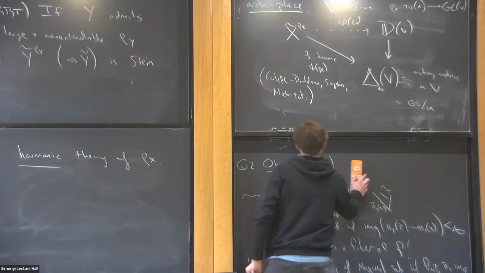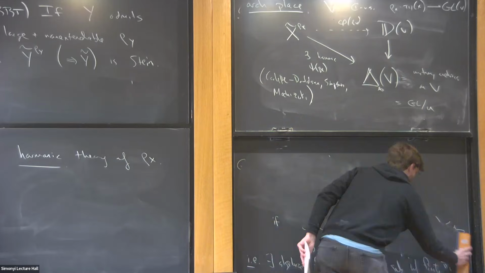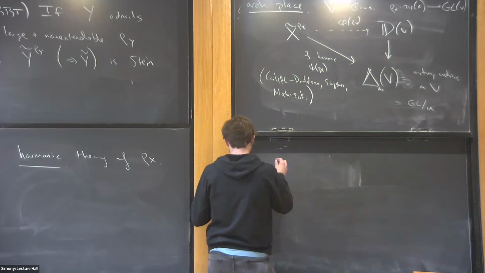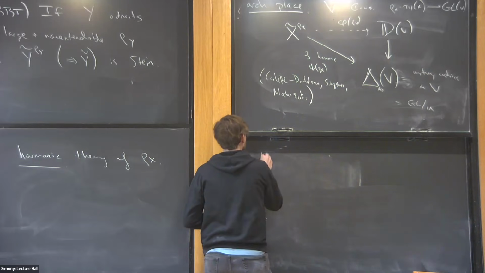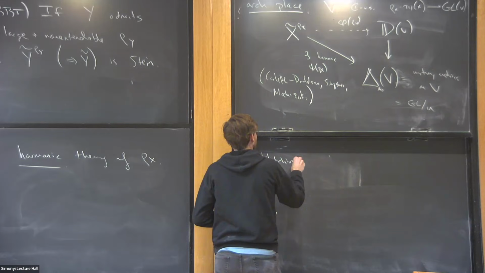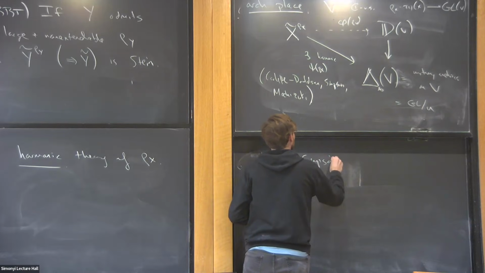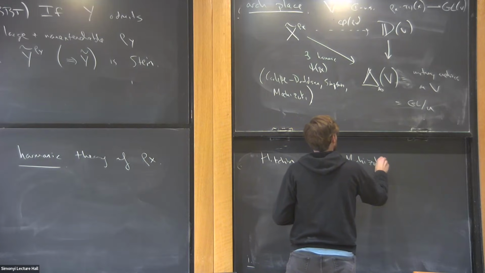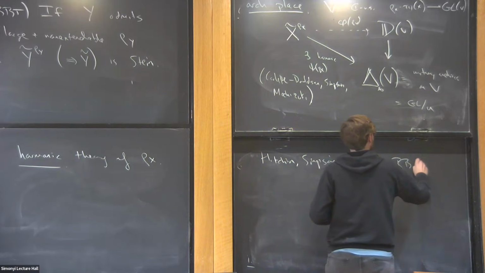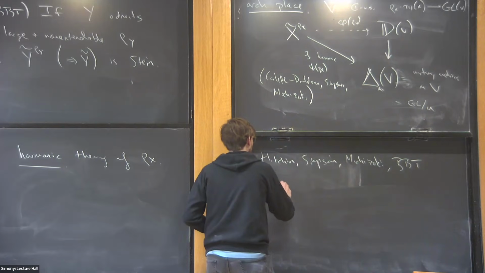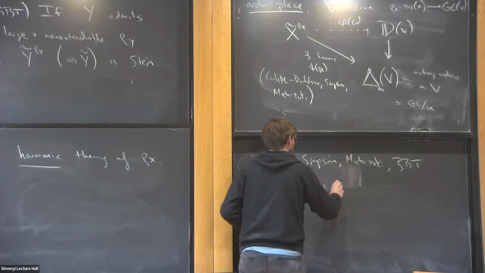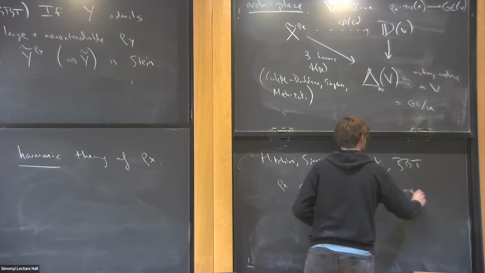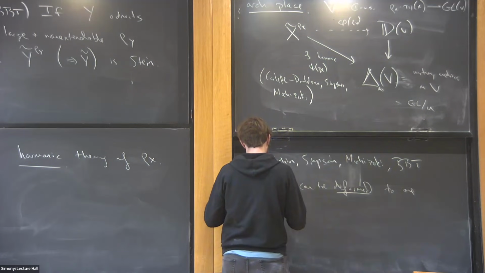So again, running out of space, we'll use this whole board. This goes back to Hitchin and Simpson in the compact case, and then Mochizuki, and then also our paper in the non-compact case. So ρ_X can be deformed to one that lifts to a period map.